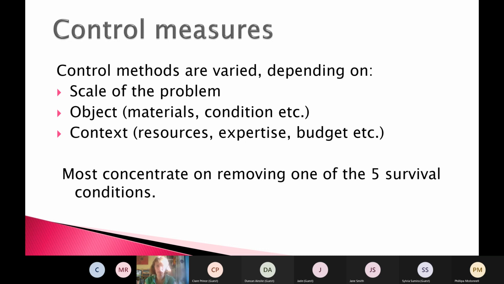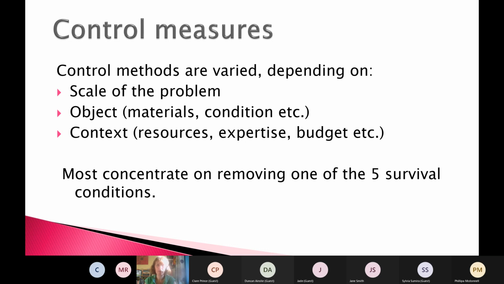What objects are affected? Are they historic items, or perhaps more modern items? What condition are they in? If they're very fragile versus if they are quite robust. And there's also a certain amount of context around that. What level of expertise do you have in this? What do you feel comfortable with doing? What resources do you have access to? And what budget do you have to tackle it?